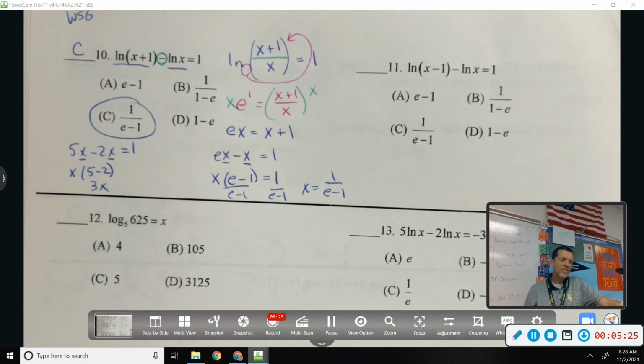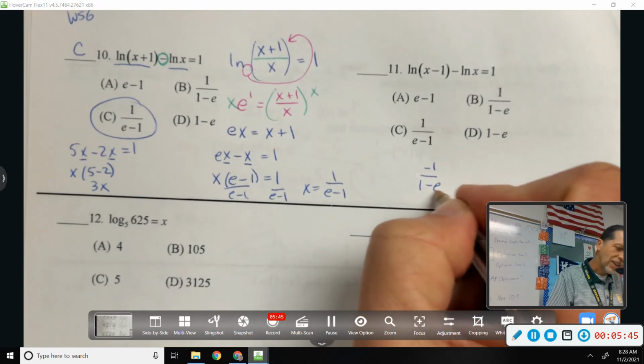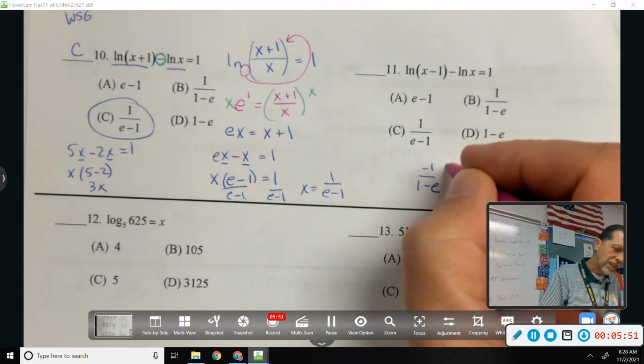And since, I don't know, if I had to guess, I'd guess the answer is B, because it's not going to be C, because that would be the same thing. You just flip them. I got negative 1 over 1 minus E. Well, yes. So eventually you get negative 1 over 1 minus E. I'm okay with that. What if you multiplied the top and the bottom by negative 1?